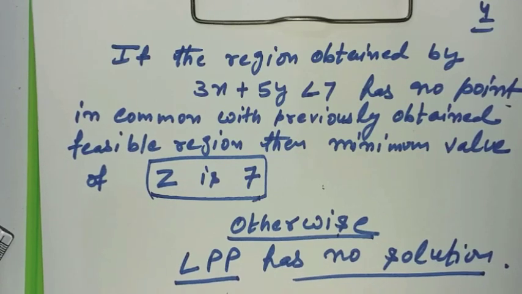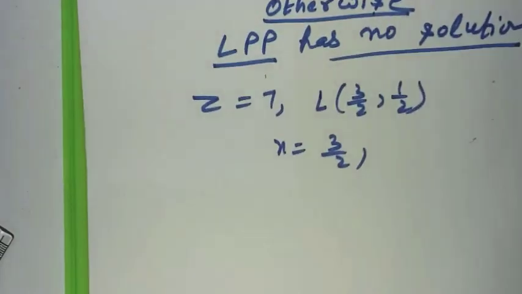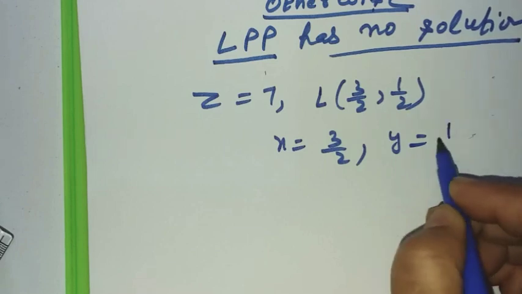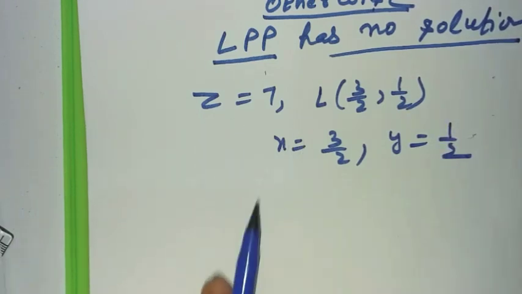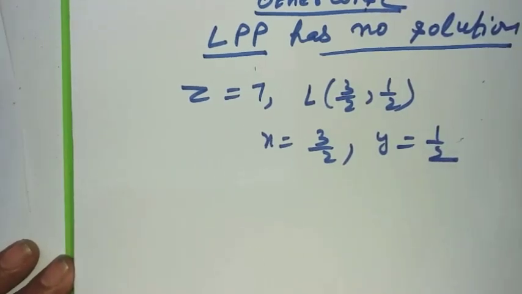That is, for x equal to 3 by 2 and y equal to 1 by 2, the objective function z has the minimum value 7.